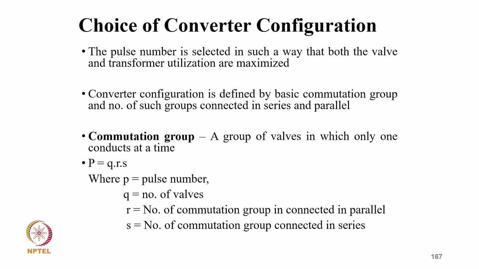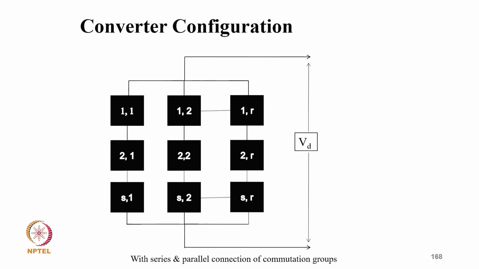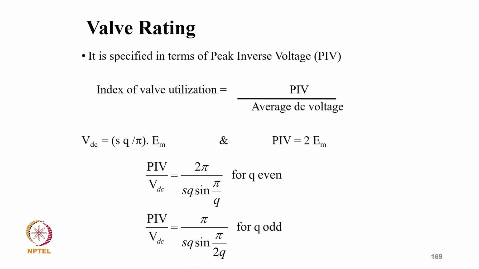So now coming to choice of the converter configuration, the pulse number is selected in such a way that both the valve and transformer utilization are maximized, and converter configuration is defined by the commutation group and number of such groups connected in series and parallel. So coming to commutation group, a group of valves in which only one conducts at a time. So P equal to QRS, where P is the number of pulses, Q is the number of valves, R is the number of commutation groups connected in parallel, and S is the number of commutation groups connected in series. And this is the converter configuration. Typically, you can say series and parallel configuration of commutation groups.